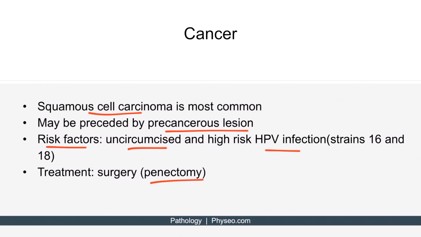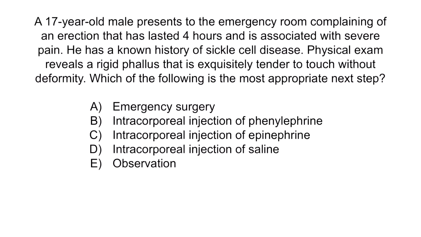All right, now that we've covered the information, let's review with a question. A 17-year-old male presents to the emergency room complaining of an erection that has lasted 4 hours and is associated with severe pain. He has a known history of sickle cell disease. Physical exam reveals a rigid phallus that is exquisitely tender to touch without deformity. Which of the following is the most appropriate next step? A. Emergency surgery. B. Intracorporeal injection of phenylephrine. C. Intracorporeal injection of epinephrine. D. Intracorporeal injection of saline. Or E. Observation.